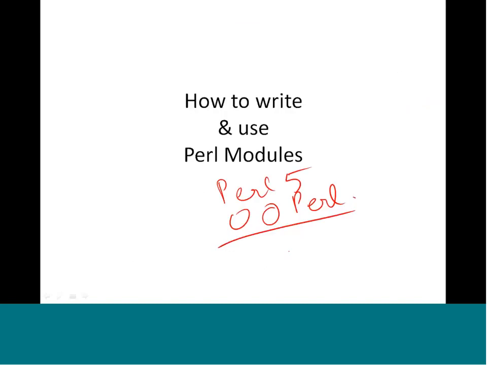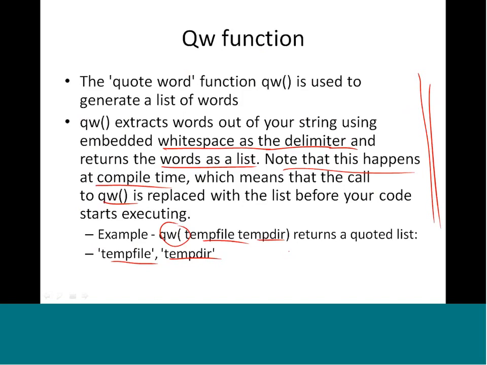Then the next one that we talked about was how to write and use Perl modules. This is one of the advanced topics, also known as object oriented Perl or Perl 5. One of the functions that we talked about, which is key to all these things, is the qw or quote word, and this is used to extract words out of the string using the embedded white space as the delimiter, and it returns the words as lists.